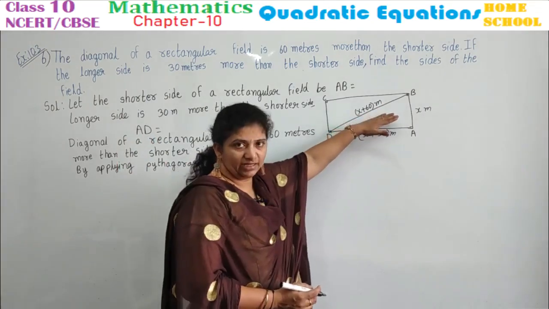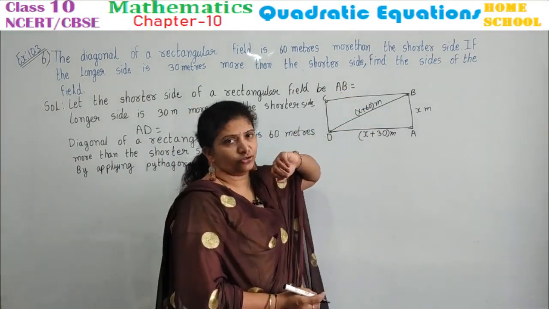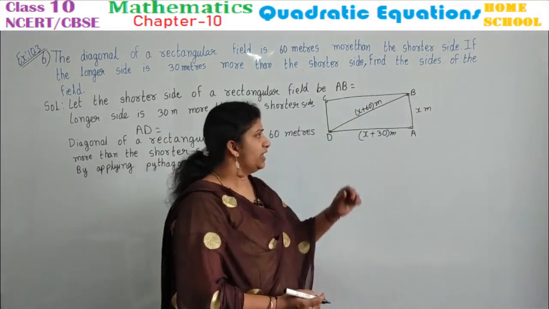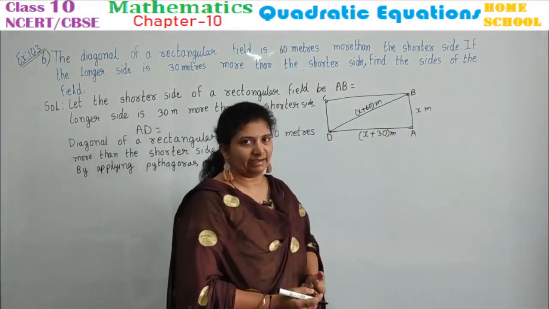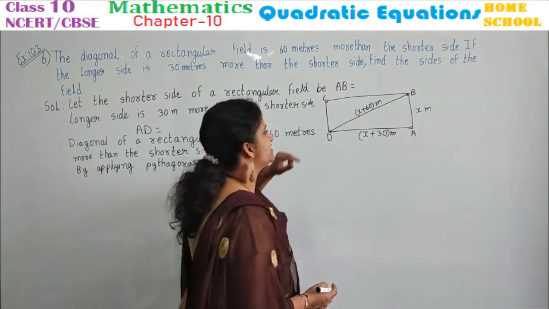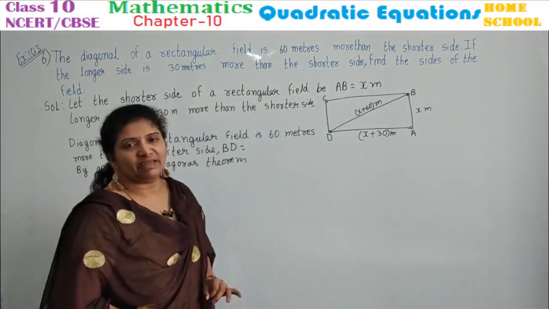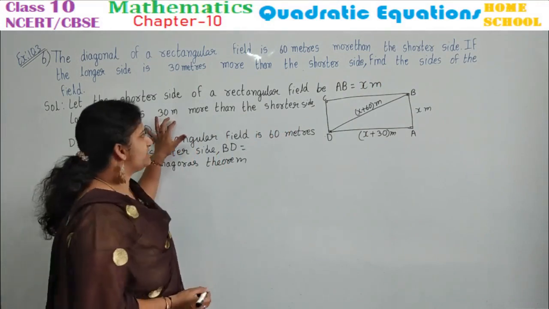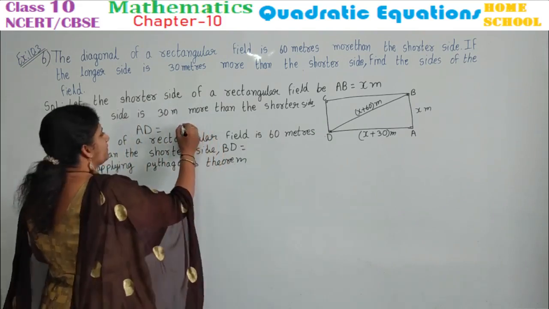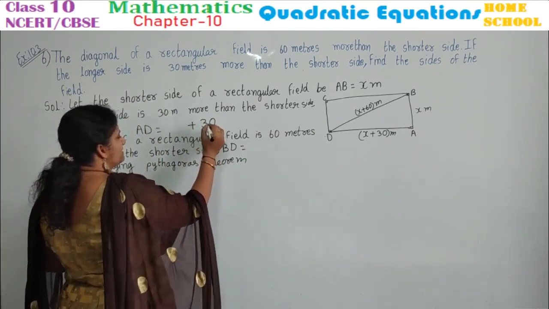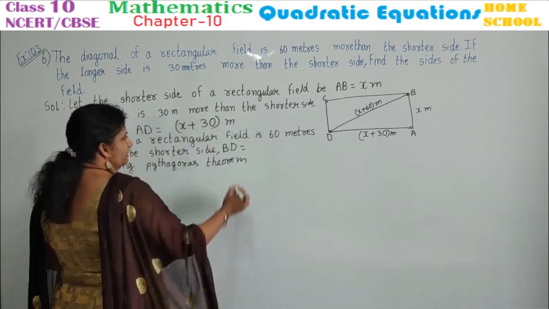You are going to get a right angle and then we are going to apply Pythagoras theorem. Confirm which right angle you want to do. Either this or this, your wish. If you want to do this, better consider shorter side is AB, longer side is AD. I have considered the shorter side AB is equal to how much? We have assumed it as x meters. Longer side is 30 meters more than the shorter side, means AD is equal to x plus 30. Shorter side is x meters.